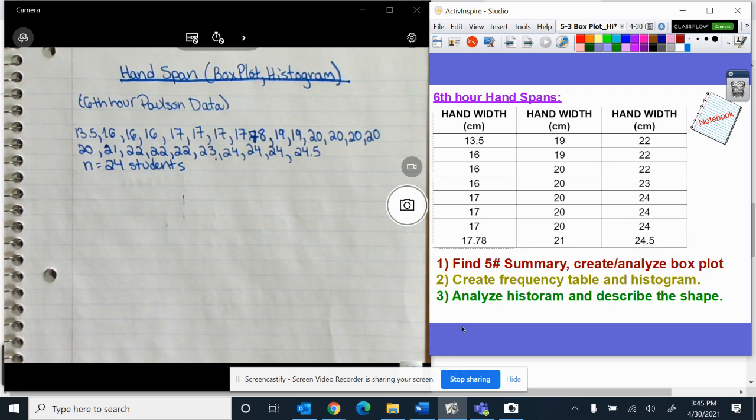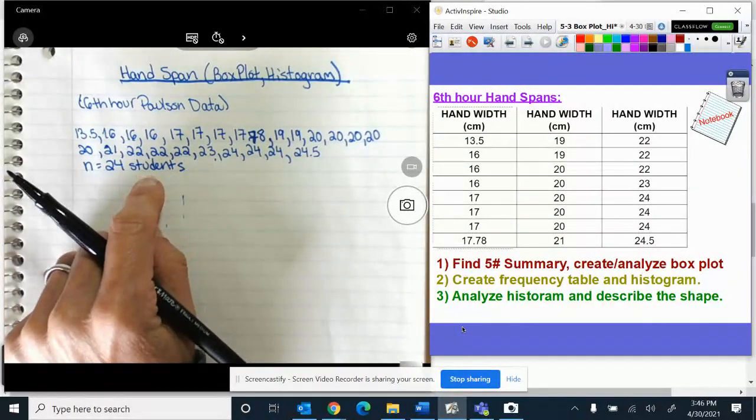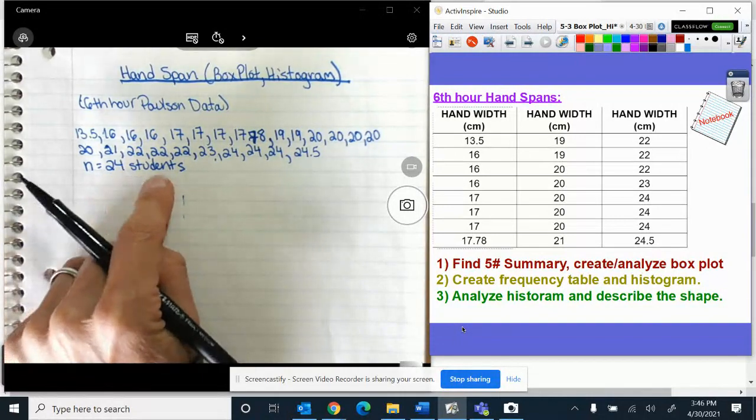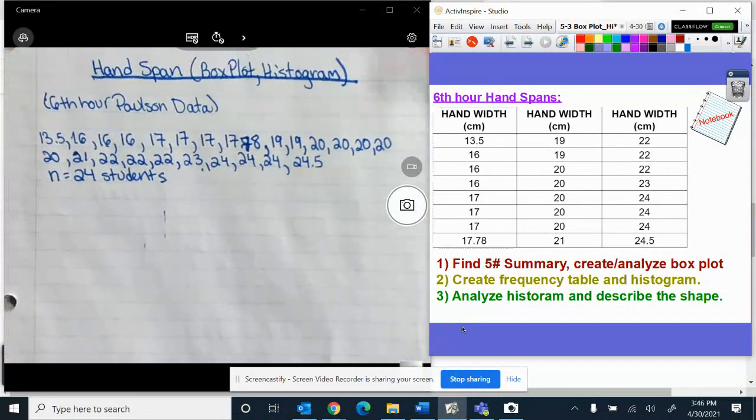Hello, ninth grade. This video is to review how to create a box plot and a histogram from data. So I am using 6th hour data because I'm creating this video before we get to create or measure data in class next week during our lesson on displays. So first thing you'll need to do is to write down the individual data. So you can see that I have written down all the 24 measurements of the student's hand span.